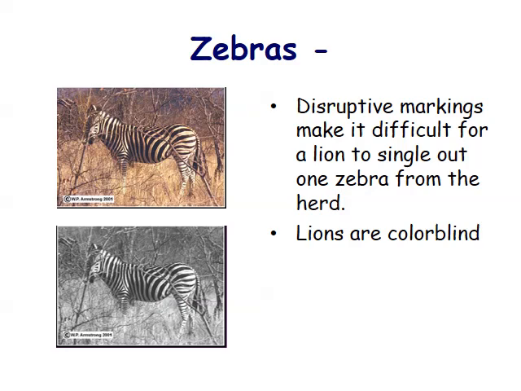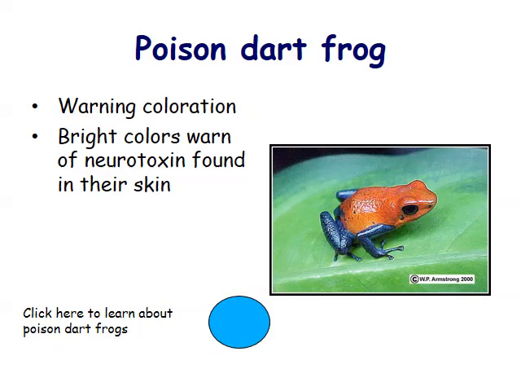A very interesting adaptation is the distinct markings that are found on zebras. To us, it makes it look like the zebra really stands out. However, when a lion or another predator is present, the zebras will huddle together in a circle. And since lions are colorblind, it's very hard for them to distinguish one zebra from another. A lion is only going to attack a zebra that's away from the herd. Another adaptation is warning coloration. Bright colors, such as those found on frogs, warn of the presence of neurotoxins found in their skin.